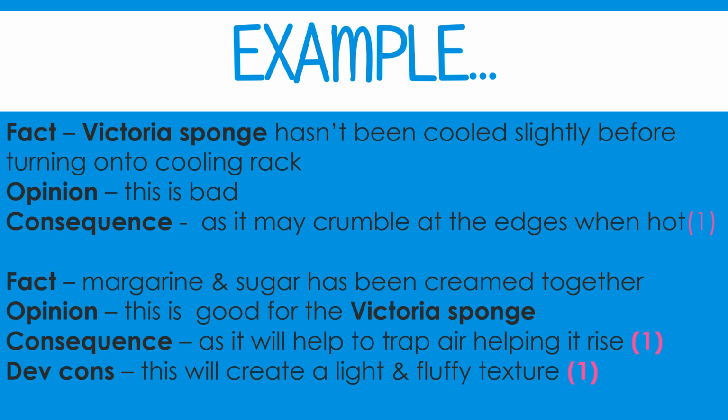So for our last answer, we're going for a positive, and we're saying that the margarine and sugar has been creamed together as our fact. We're saying this is a good thing for the Victoria sponge cake. Remember, we have to refer back to Victoria sponge cake in our answer. And our reason why this is a good thing is it will help to trap air, helping it to rise. So we've given a consequence there, which means we've ended our answer on 1 mark.